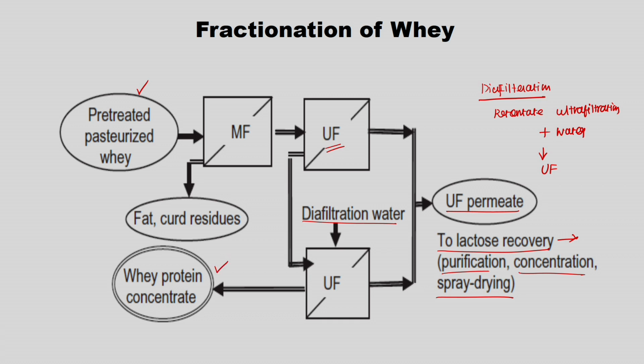So, the permeate from the microfiltration goes into ultrafiltration. The retentate is taken, the diafiltration water is added, and it goes for further ultrafiltration. The retentate after the second ultrafiltration is the whey protein concentrate. The permeate is further purified and concentrated and goes for spray drying to recover the lactose.